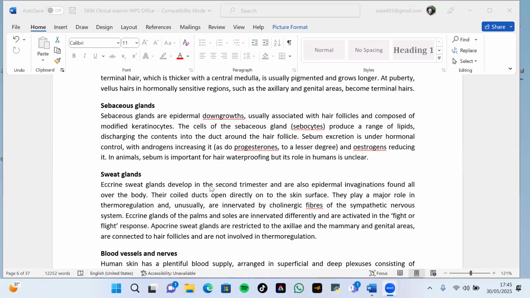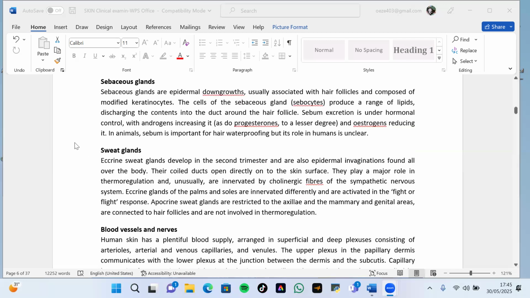The testosterone increases the production, whereas estrogen reduces its production. So sebum is important for hair waterproofing and all of that. You understand? So that explains the reason males have more hair and more sebaceous glands than the females, because of the hormones.